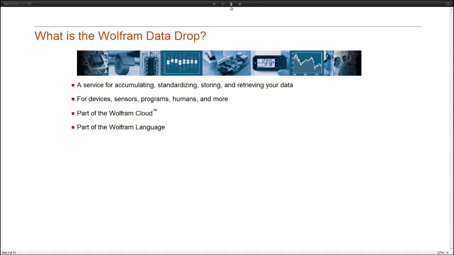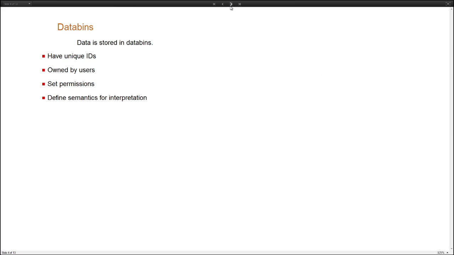A couple of things to make note of. This is a service that lives in the Wolfram Cloud. Essentially, anybody with a cloud account could make their own Data Drop. This is not something that we have special abilities to do. This is a service written mostly in the Wolfram Language, living in our cloud, that we thought would be a great service, so we made it. And it's also integrated fully into the language, as we'll see in a minute.